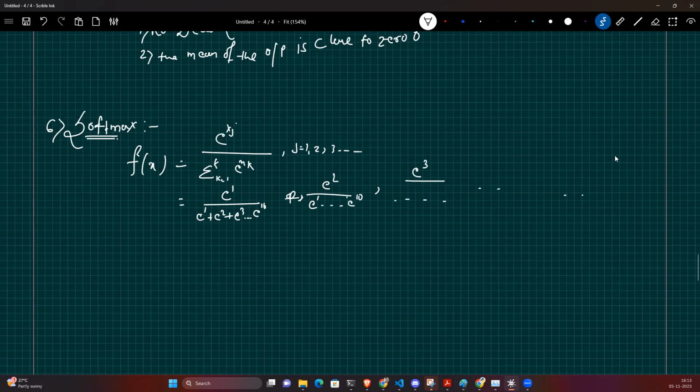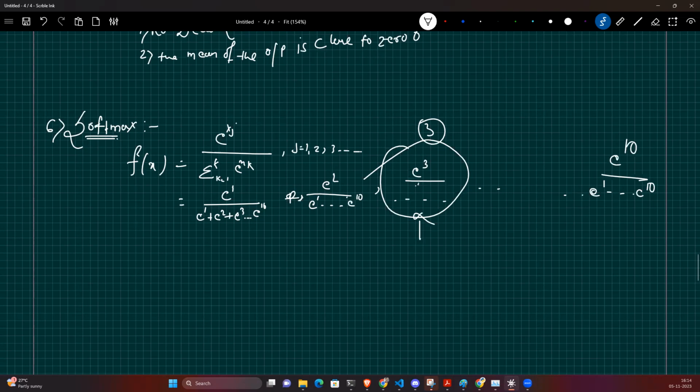We are going to consider, for 10 classes, e to the power 10 divided by e to the power 1 plus e to the power 10. Whatever value is maximum, that is our output. If this value is the maximum, then the output will be the third class. That's what we call the softmax function.